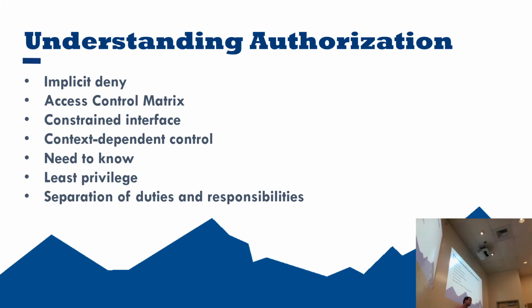Context-dependent control. This is something that's going to be a little bit less common, where basically you have different things you can see depending upon what has been done. So the example from the book is you're not going to get to the checkout page unless you've entered payment information and shipping information. I don't think that's the best example of it, but hey, whatever. Okay? Need to know is where you only can access what you need to know for your position, basically.